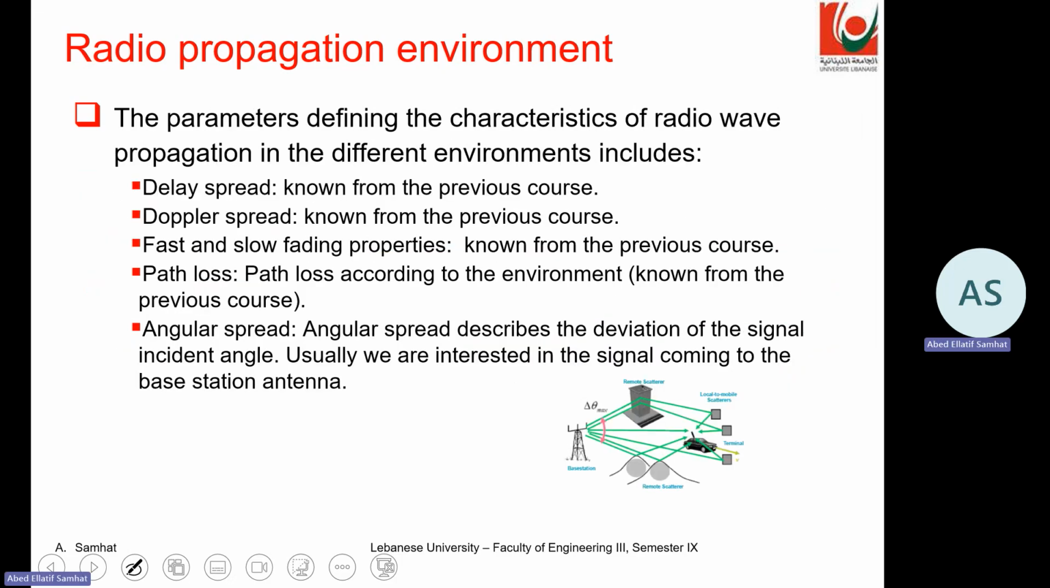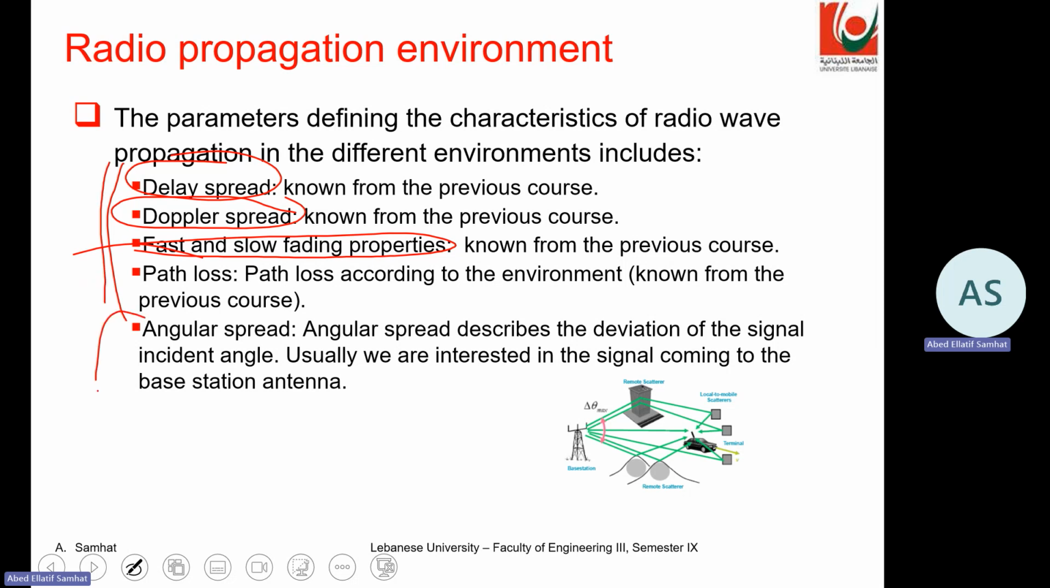As you know, we already studied in the previous course in digital communication the different parameters that characterize radio wave propagation, the multi-path channel. Remember those parameters: delay spread and coherence bandwidth, Doppler spread and coherence time. We already investigated the characteristics of fast fading and slow fading channels, frequency selective channels, and what the path loss is and how we calculate it in the different environments. So please check them in the previous course.